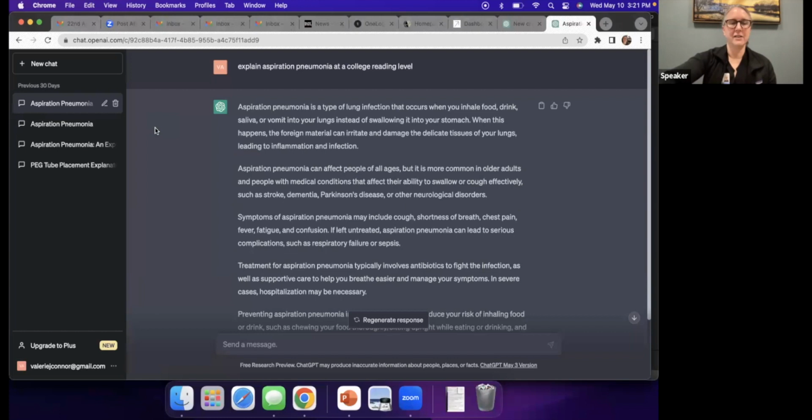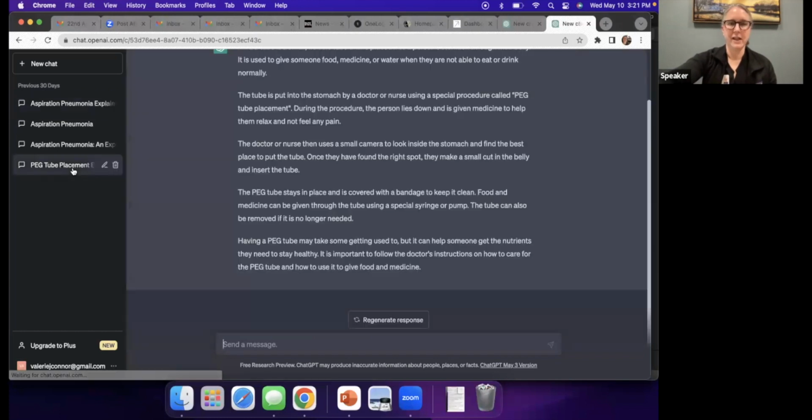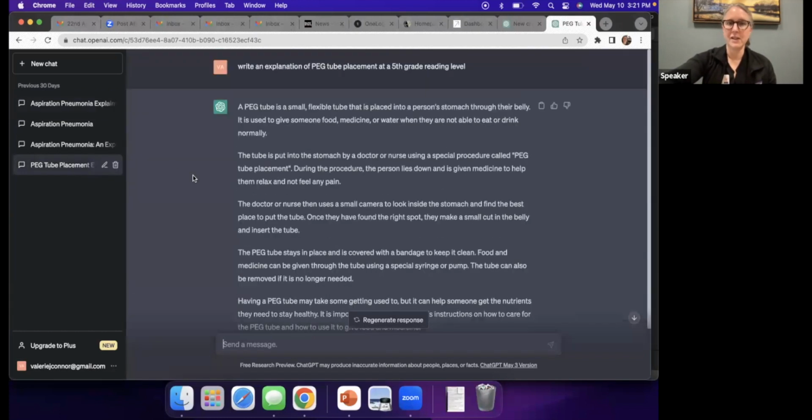I also just had a little bit of fun with having an explanation for PEG tube placement, because this is something that we spend a lot of time educating patients on. The other side of my job, I should have specified, as a speech therapist in a hospital, is swallowing. So that's why I spend more time explaining swallowing things to patients than communication deficits. But I asked it to give me an explanation of a PEG tube placement at a 5th grade reading level.